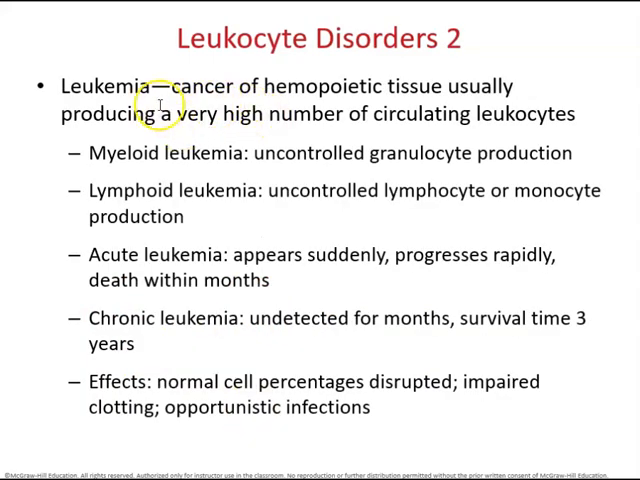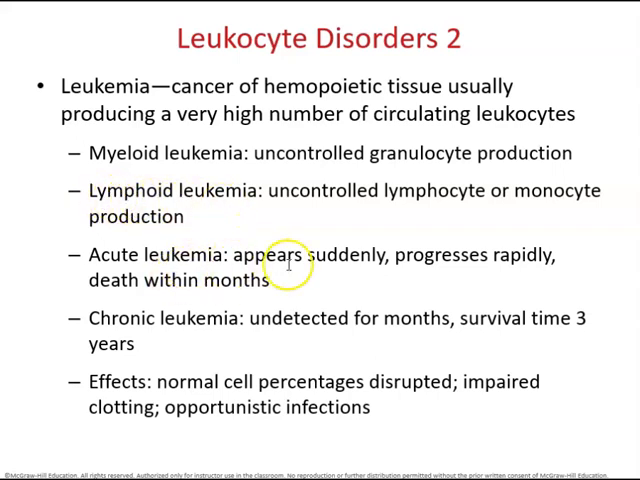Leukemia is a type of cancer of hemopoietic tissue. It usually produces a very high amount of circulating leukocytes. Uncontrolled growth of leukocytes can cause different types of cancer. If it's uncontrolled granulocyte production, it will cause myeloid leukemia. If it's uncontrolled lymphocyte or monocyte production, which are agranulocyte production, the cancer is called lymphoid leukemia.